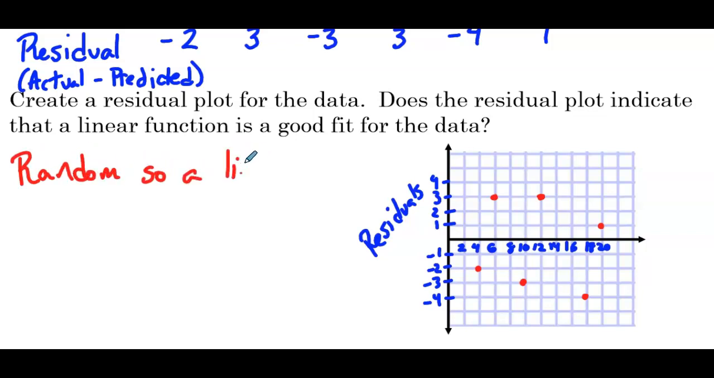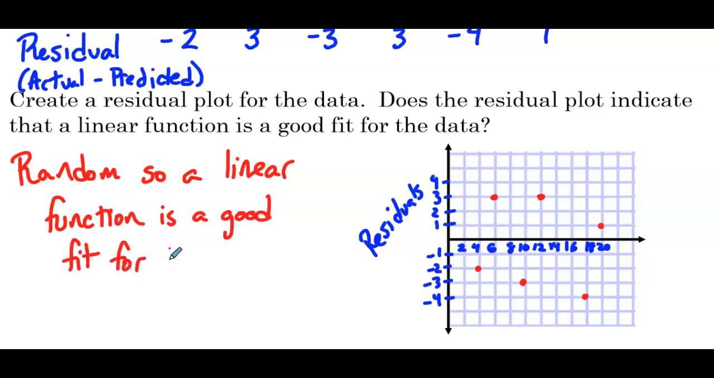So a linear function is a good fit for the data. Right, so we abbreviated the same sentence we wrote in the last example, right? Just cutting a little bit out, just saying we have a random residual plot, so we know a linear function would be a good fit for the data.